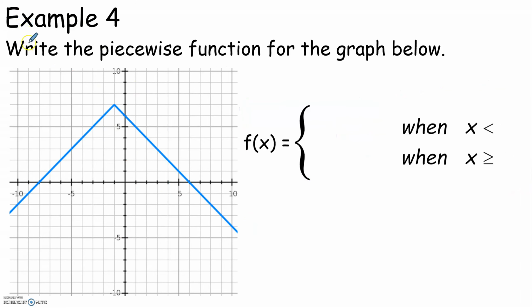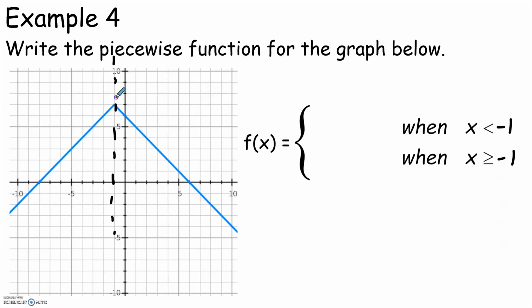Go ahead and try your best on example 4. Keep in mind, this function is pointing downwards, which means your slopes are going to be opposite of what you usually see. Check your work. Be awesome. So first I need my axis of symmetry to see where I split my graph. This is going to happen at negative 1.